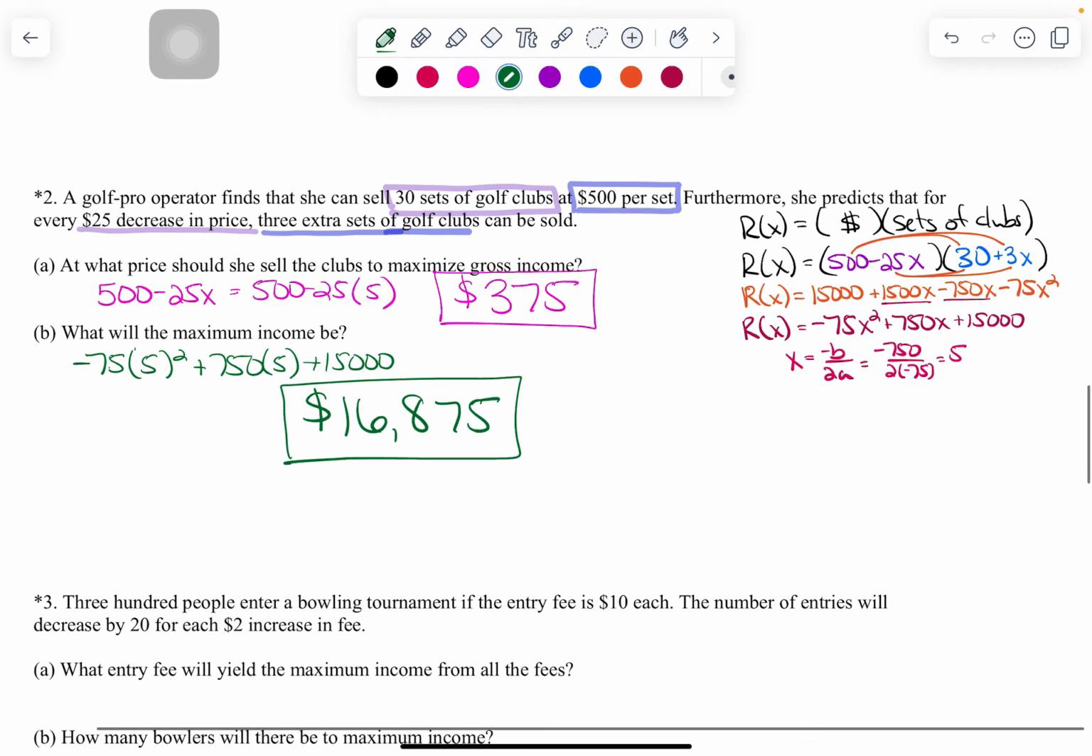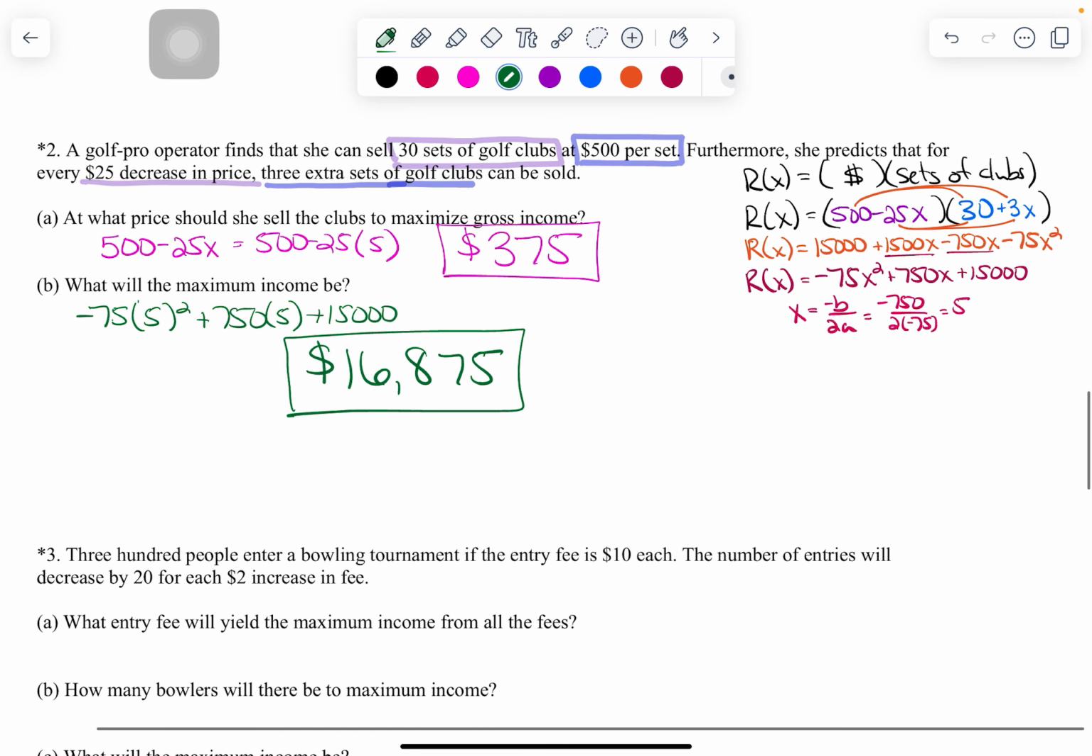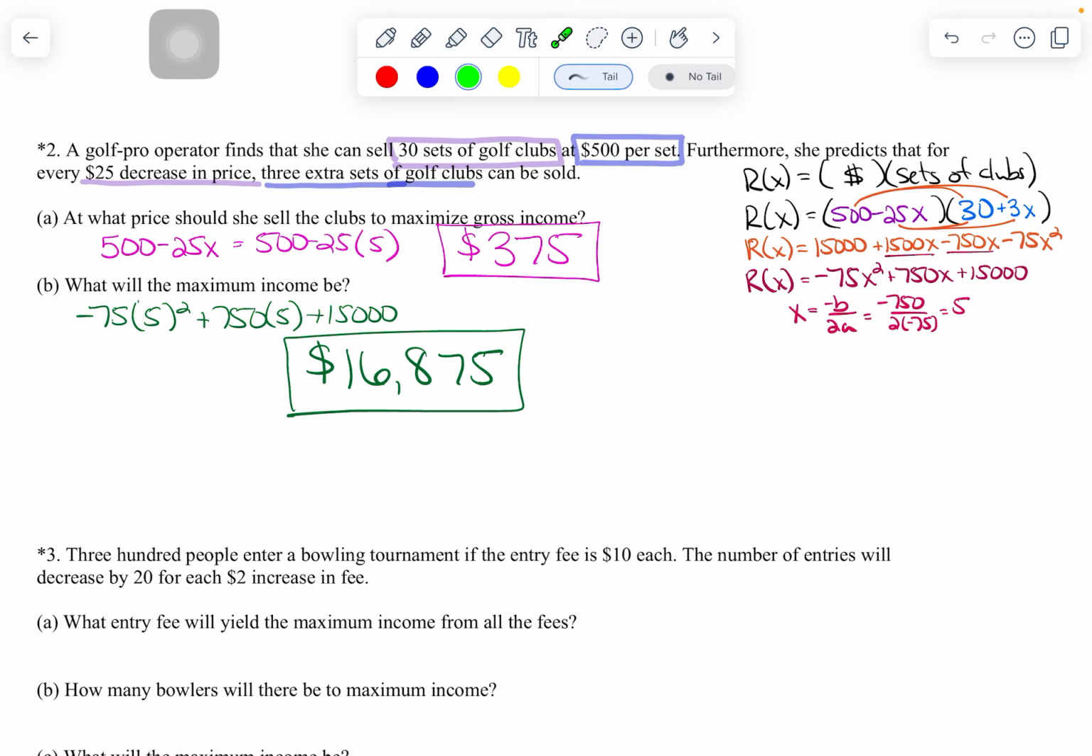All right, so that is going to be the end of video number 2 here on question number 2. So we set up the equation. We figured out the actual maximum changes for x. That is going to be 5 changes. And then based off those 5 changes, we change the price, and then we figure out what the actual maximum income or the actual maximum revenue is.